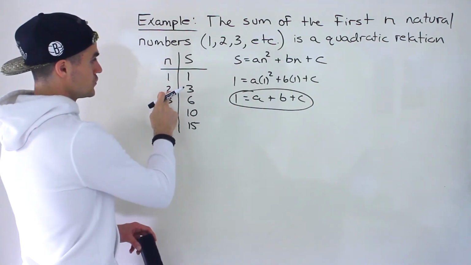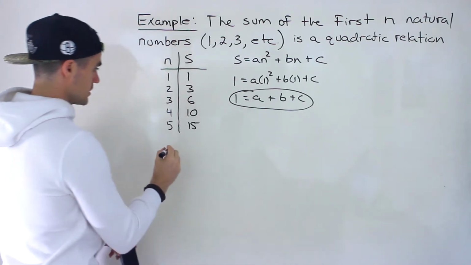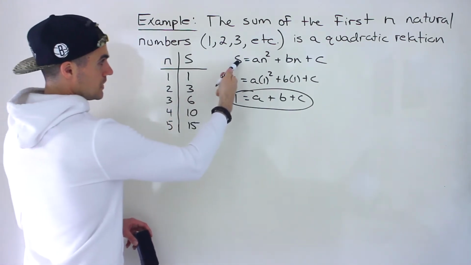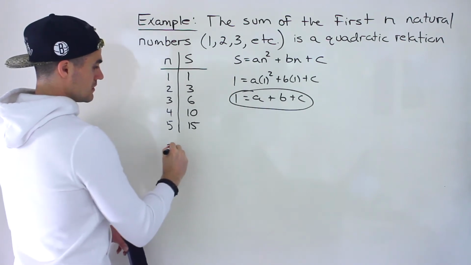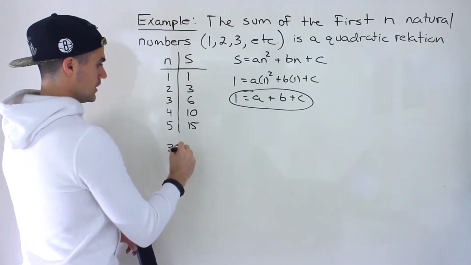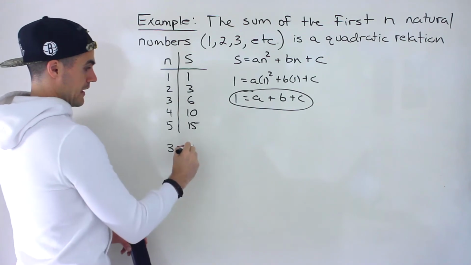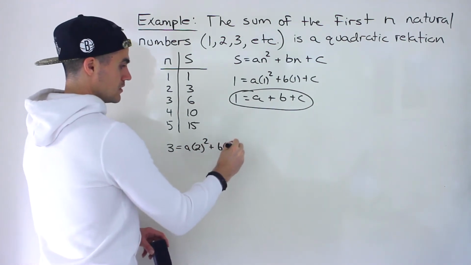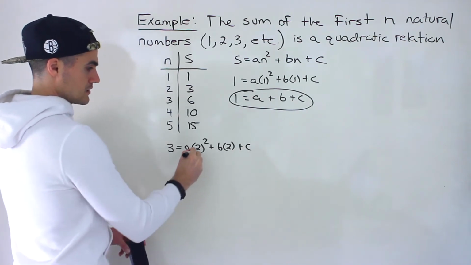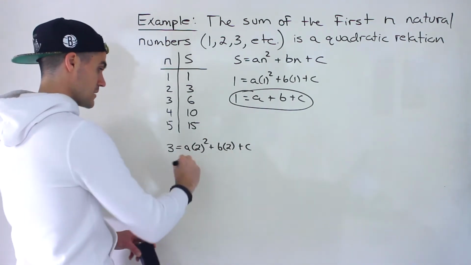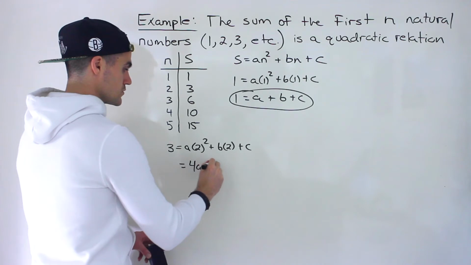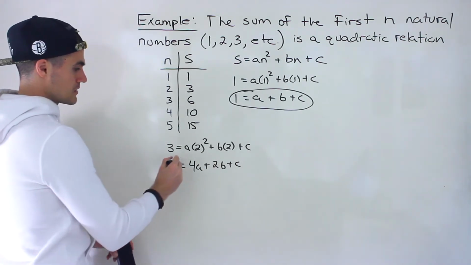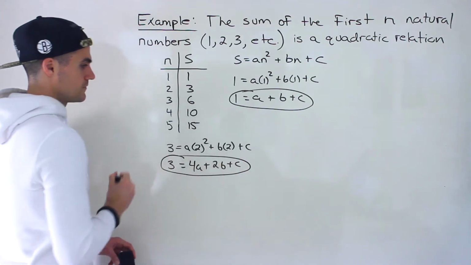Now let's move on to the second point. Let's actually write these points over here. So I'm going to plug in 3 for s, and then I'm going to plug in 2 for n. So we'd have 2 to the power 2 times a plus b times 2 plus c, right? And then 2 to the power 2 is 4 times a would give us 4a plus 2b plus c. So we got that right there. That's our second equation that we could work with.